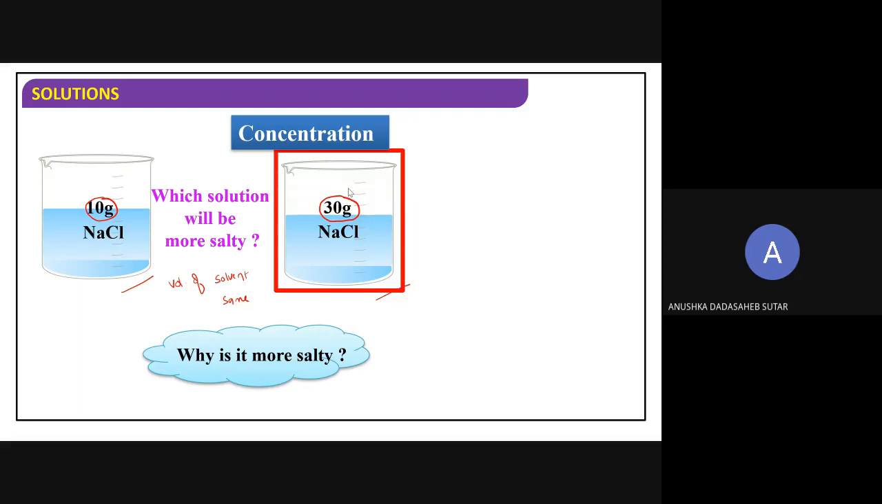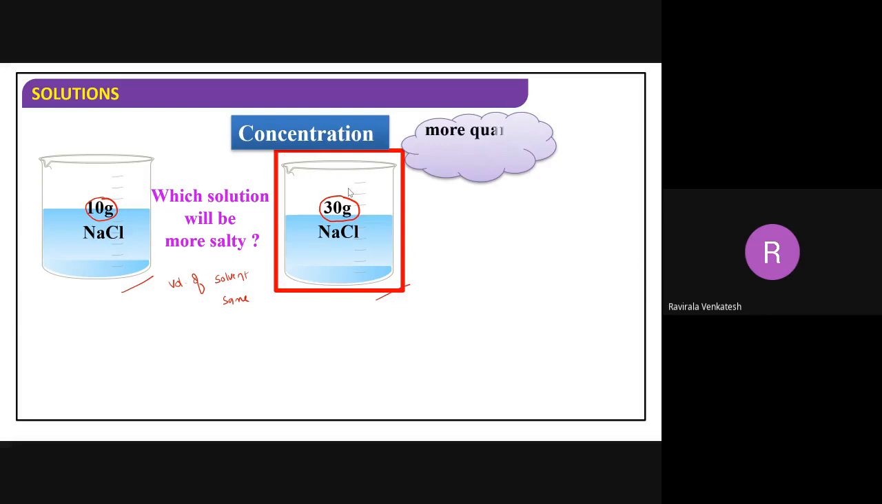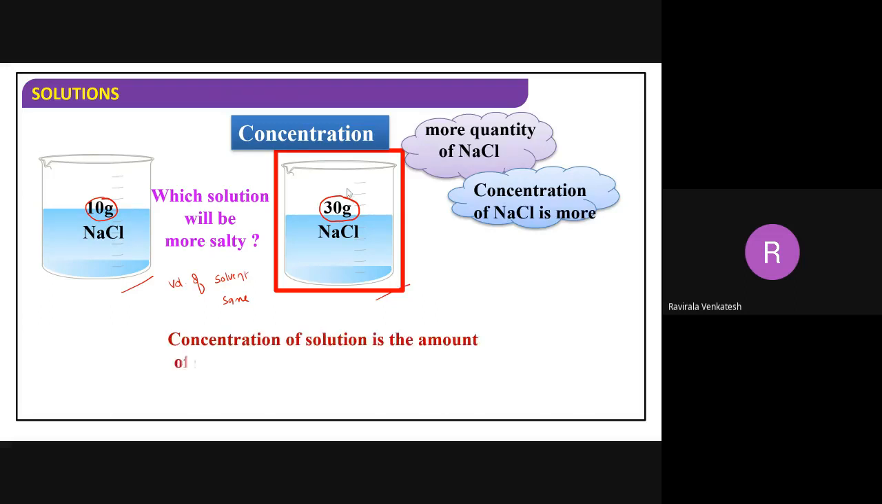So it's more salty. That means when solute is more, then it will become more salty, right? When you add more solute to the same amount of solvent, the concentration in the form of salty nature increases here, right? Now, concentration depends upon what, beta? The mass of the solute.